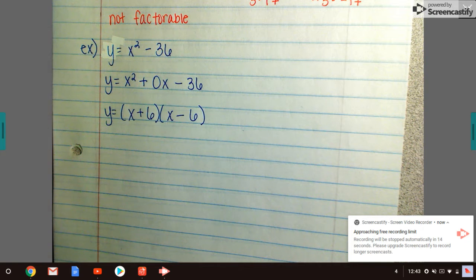All right. I hope this looks good for you. We're going to continue to work on factoring quadratics, and then the next section will have a being greater than 1, which makes it a little bit trickier. I will see you next time.